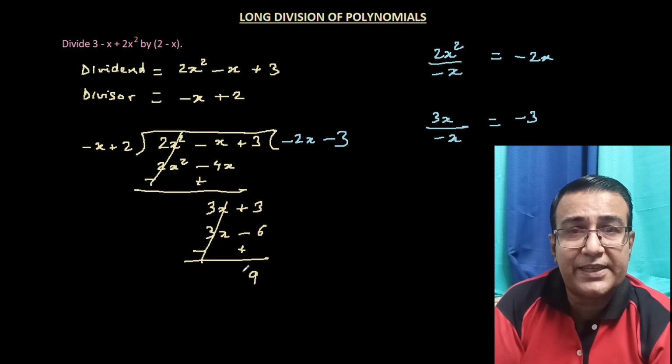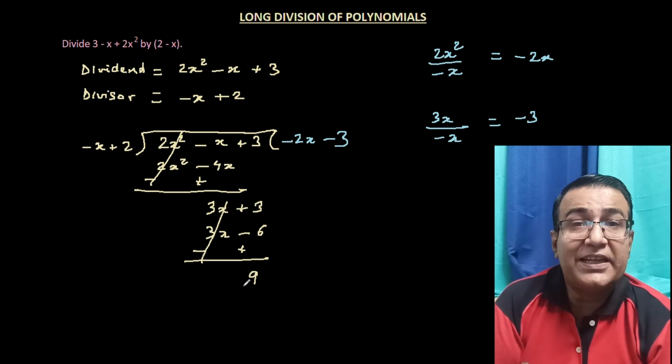And notice the similarity again with long division of numbers. Whatever remainder we had, that was less than the divisor. So here also you have to look at the degree of the remainder. That has to be less than the degree of the divisor. So degree of the divisor, in this case it is minus x, so the degree is 1, and in the remainder there's no x term, there's no variable, so obviously the degree is 0. And since 0 is less than 1, we stop the division here.